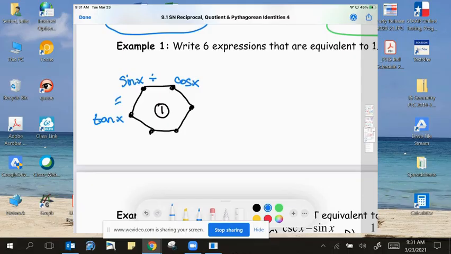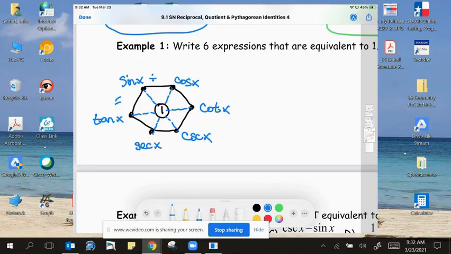Now, for the other pieces of the hexagon, we're going to use the reciprocals straight across. Tangent x, straight across. Its reciprocal is cotangent x. Sine x goes straight across. Its reciprocal is cosecant x. Cosine x goes straight across. Its reciprocal is secant x.